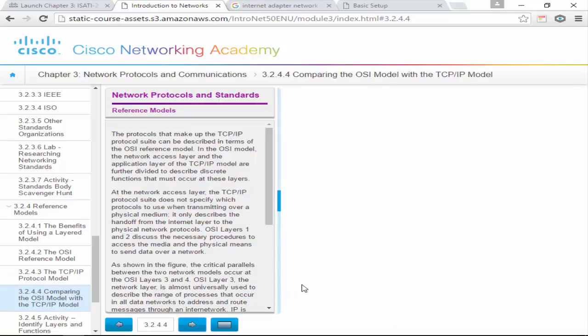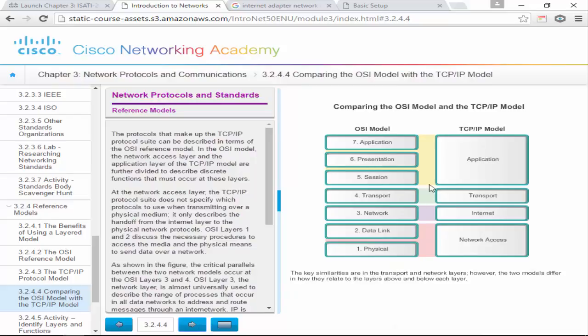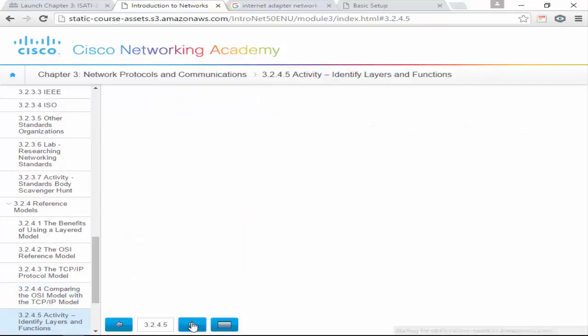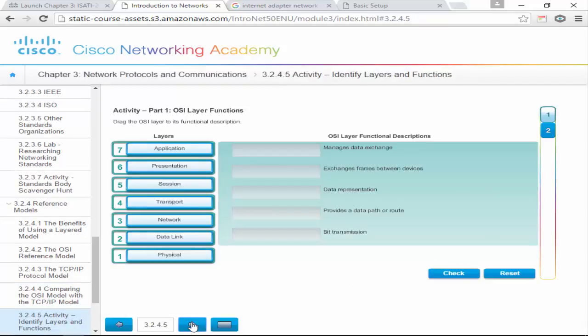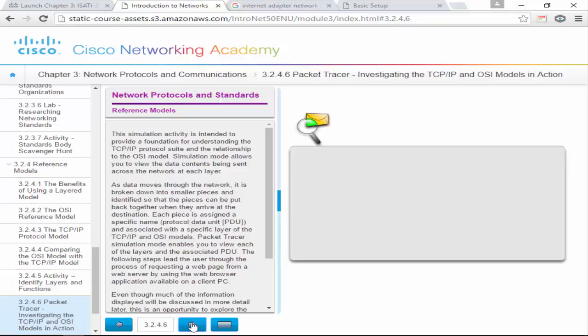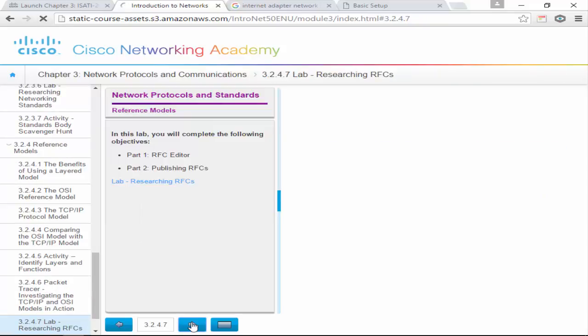And so here's our comparison. And as you can see, they're compiled into one, but they're kind of similar. If you look in the book, Odom's book, he has the new OSI model. I don't think it's in here.